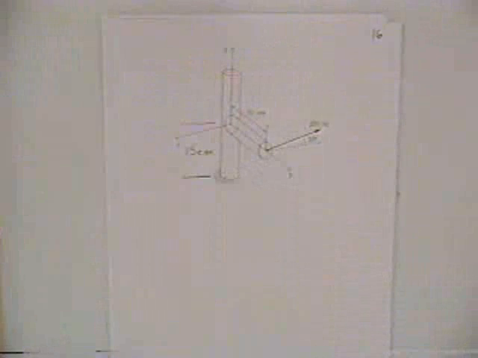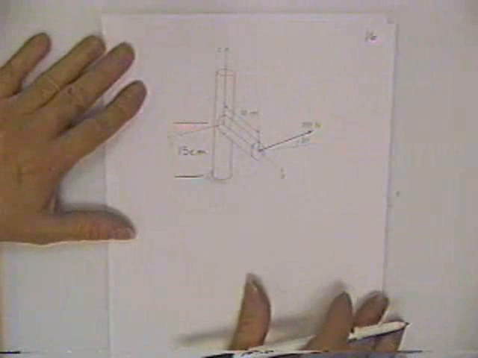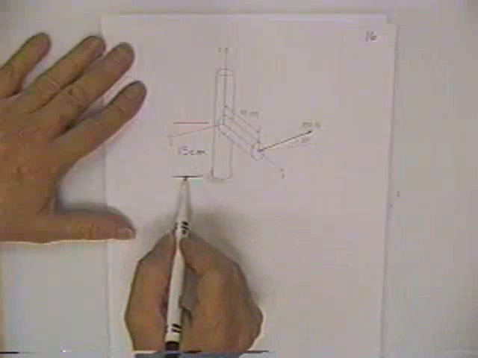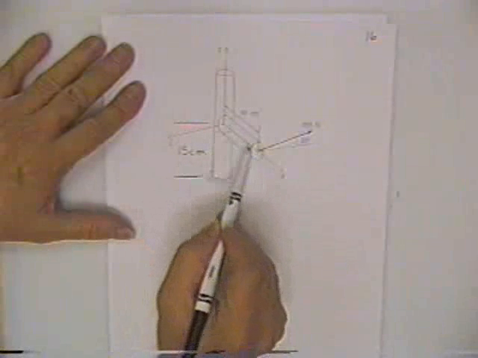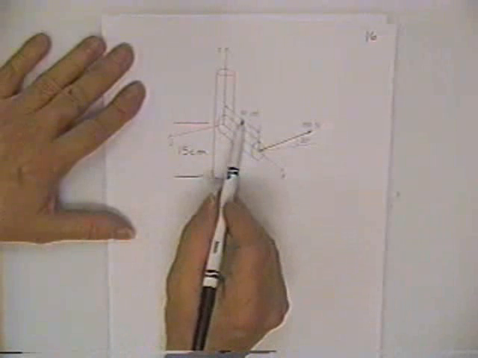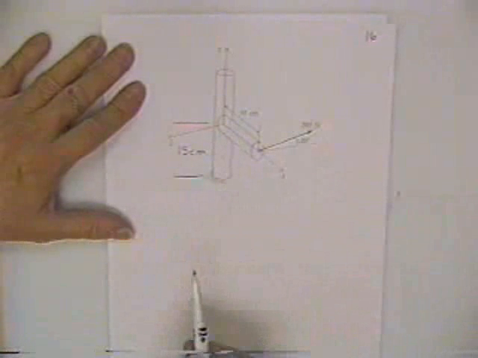Now, sometimes you have structures that are three-dimensional. In this case, I have a piece of pipe which is 15 centimeters tall. Another piece of pipe is welded to it, 10 centimeters long. A 200 Newton force sitting at an angle of 20 degrees.